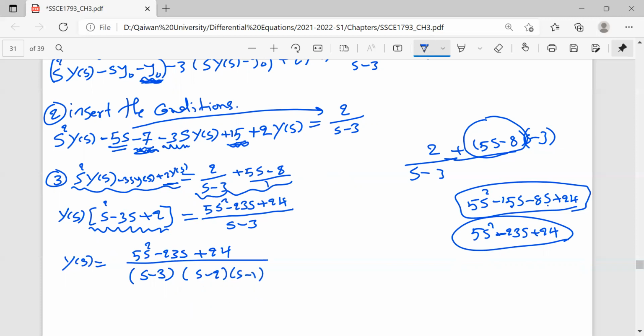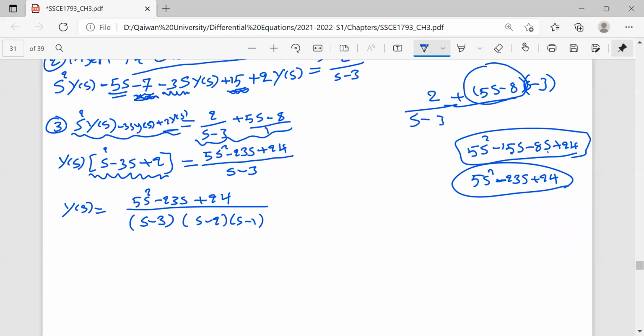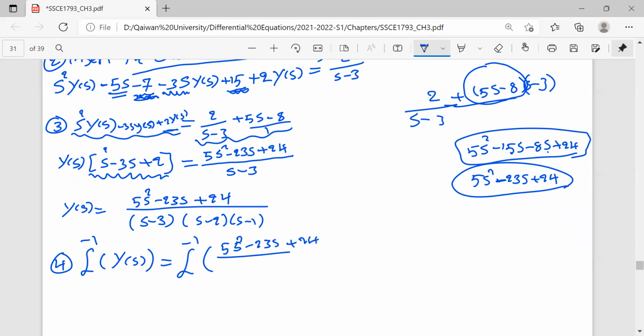Now, to get y of t, we are in step 4. In step 4, we take the Laplace inverse for both sides. The Laplace inverse for the left-hand side equals the Laplace inverse of the right-hand side: 5s squared minus 23s plus 24 dividing by s minus 3, s minus 2, s minus 1.